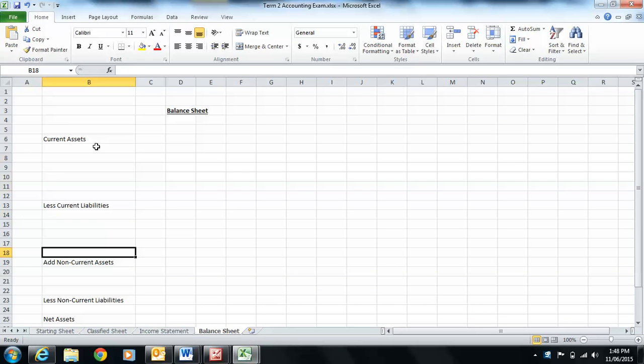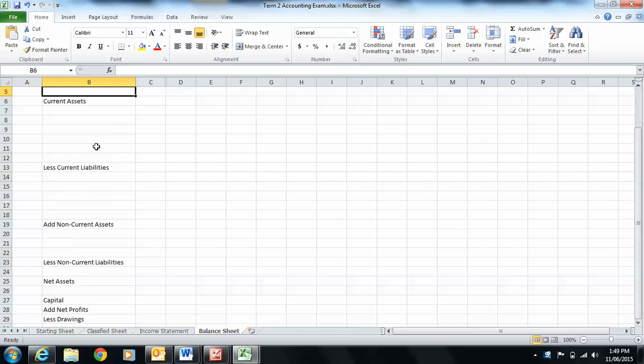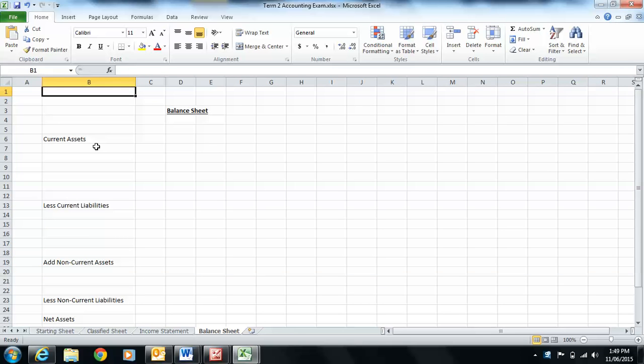So we're going to start by finding current assets, current liabilities, add any non-current assets, take away any non-current liabilities, give us an overall net assets, and then we're going to look at our capital position. But I want to be really clear as you're doing this. Remember, in your chart of accounts, it tells you which are the current assets and the current liabilities. And if you got one in the wrong place, it's not going to make a difference to the overall position.